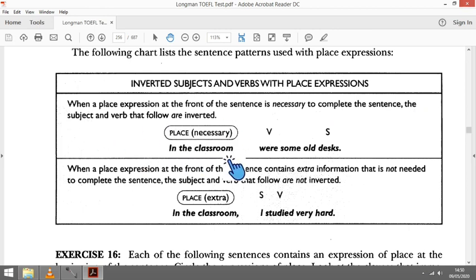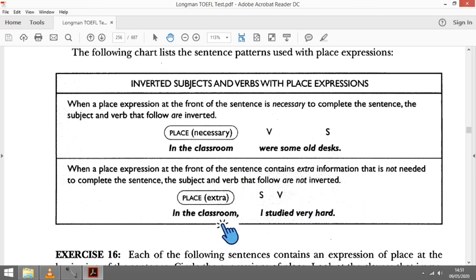In the classroom, there were some old desks. The place expression is necessary, so we put verb, then subject. When a place expression at the front of a sentence contains extra information that is not needed to complete the sentence, the subject and the verb that follow are not inverted.